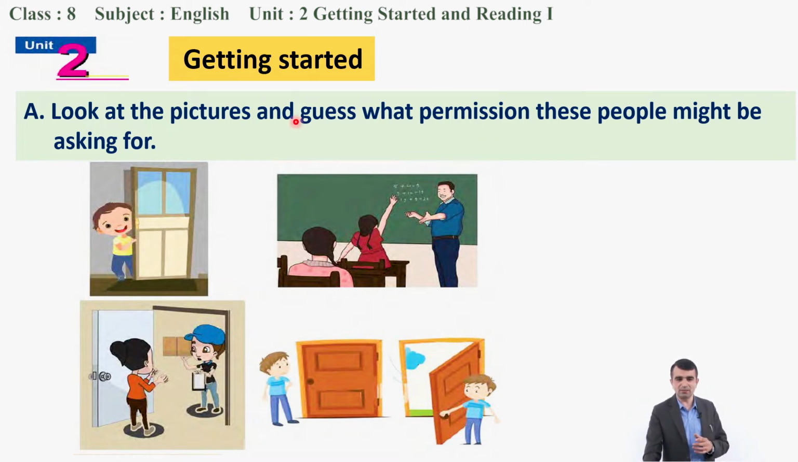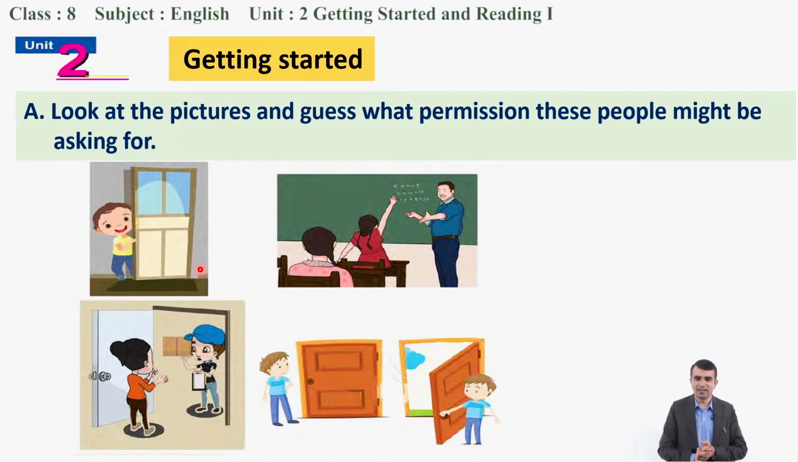For example, in the first picture, what can you say? What permission might the boy be asking? He's at the door, he wants to go out. Is it so? Then what permission may he be asking for? Yes, to go out. He might be asking for permission to go out.